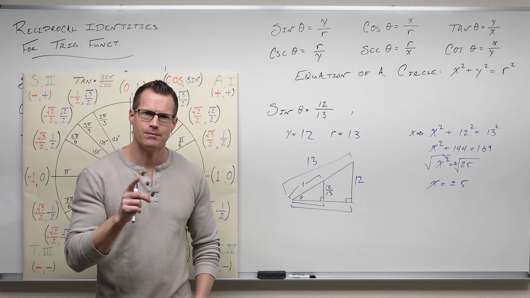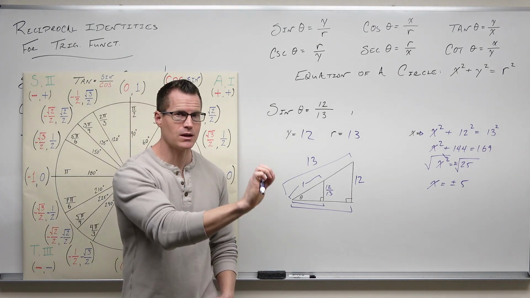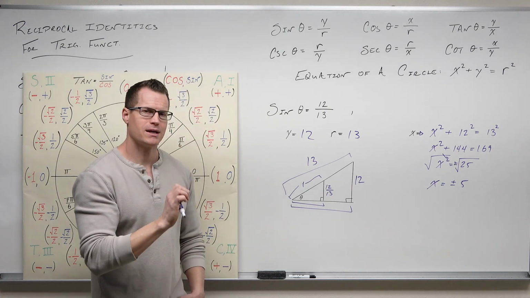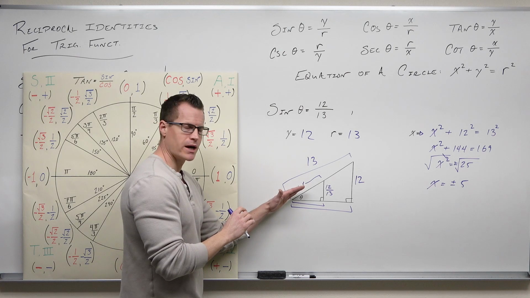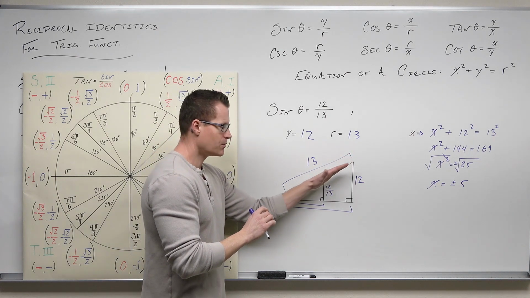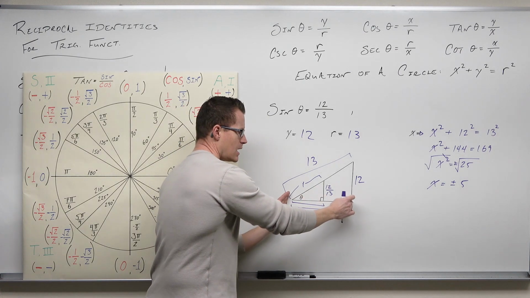Why does that happen? Here's why. Man, I hope you get this. If you get this, it's going to make sense for a really long time of what we're talking about. Why does that happen? Because imagine if I had not had my right triangle oriented this way, but had it oriented this way. Instead of a positive x, I'd have a negative x.